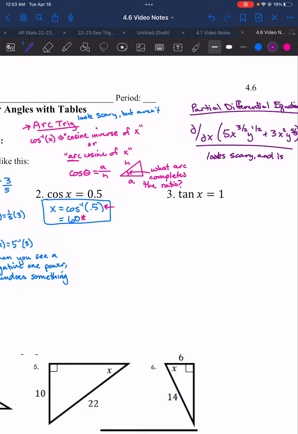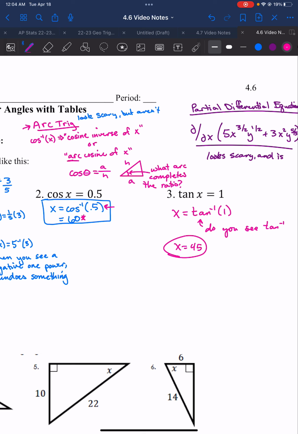So I want you to go ahead and try this one. Try number 3. And pause the video so you have a little bit more time. So we get that x is arctangent of 1. And notice, one of the reasons I want you writing it this way is if you're looking at your calculator, do you see this button somewhere? Do you see tangent inverse on your calculator? Well, yeah, and then you can end up getting that x is 45.